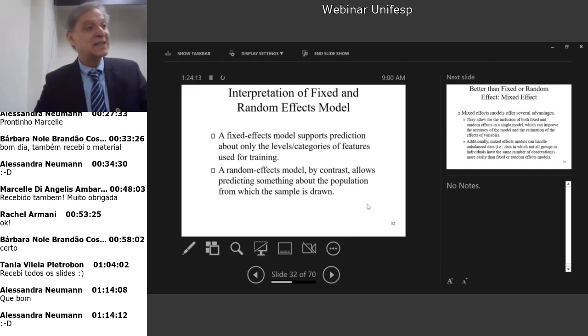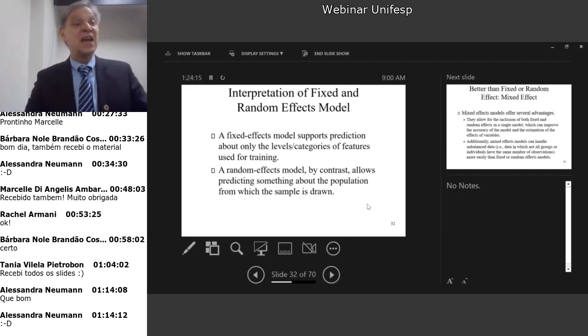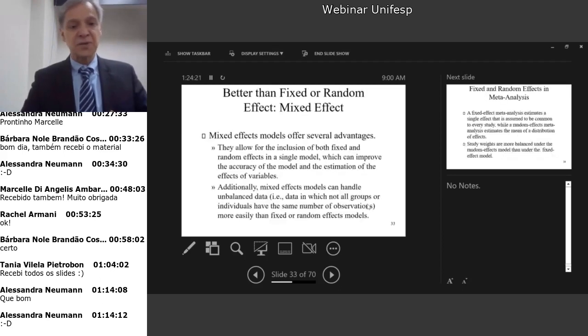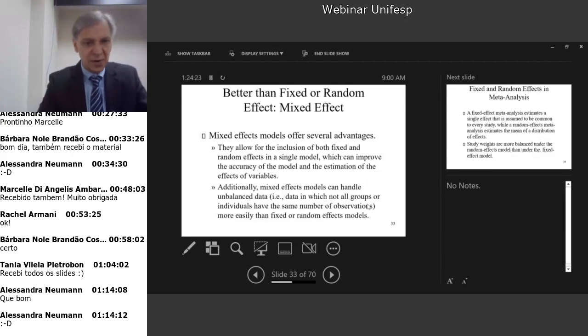Also, the random effect is more powerful in identifying, or at least estimating, through the estimation the right variance of the effect measure that you're trying to measure. I think I have that somewhere in there.